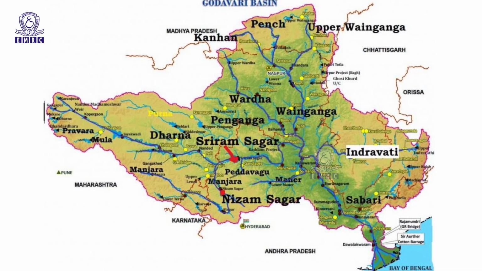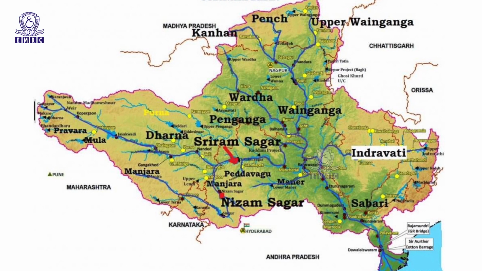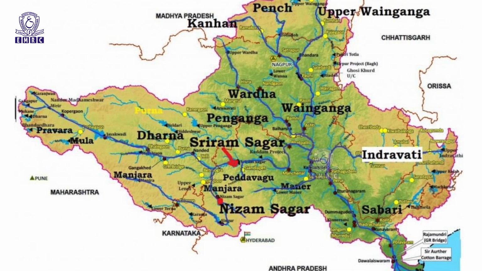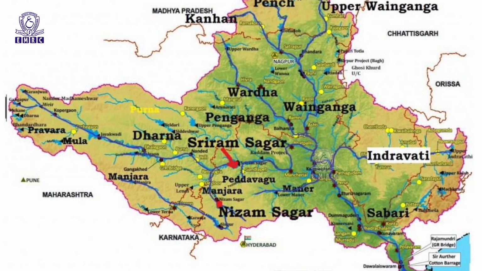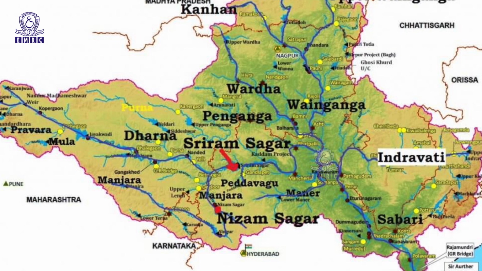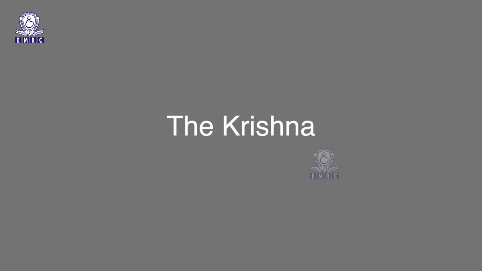It receives a large number of tributaries, particularly on its left bank, such as Purna, Maner, Penganga, Pranahita, which is the combined version of Wardha and Wainganga, Indravati, Tal, and Sabri. The Manjira is the only important right bank tributary. The Indravati and Sabri are the two streams which rise on the western slopes of Eastern Ghats, but they flow east and southeastwards respectively.